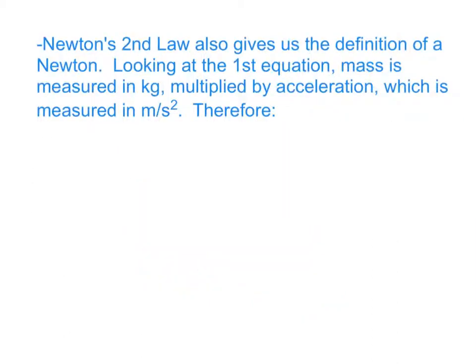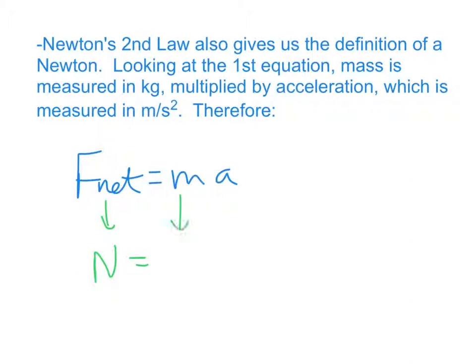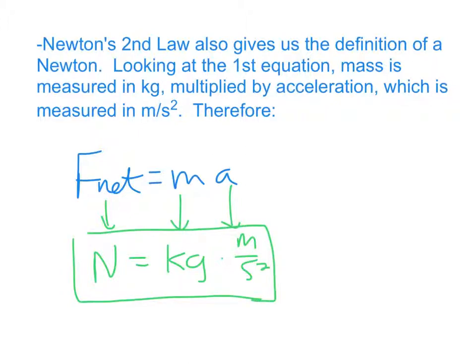Newton's second law is also going to tell us what's inside of a newton. So if we're breaking down the unit, we're going to look at the equation F net equals ma. Force is measured in newtons, mass is measured in kilograms, acceleration is measured in meters per second squared. So by definition, a newton is 1 kilogram times a meter per second squared. And this comes right out of the equation from Newton's second law, just looking at the units. So if I ever say what's a newton made up of, it's a kilogram times a meter per second squared.